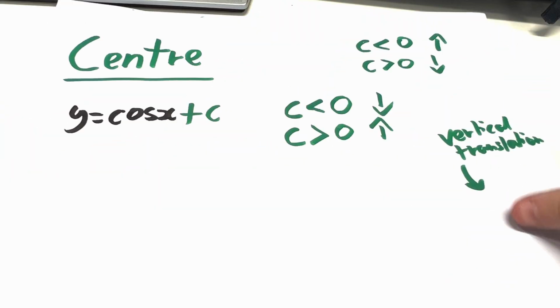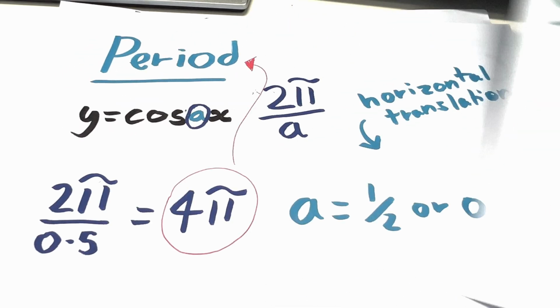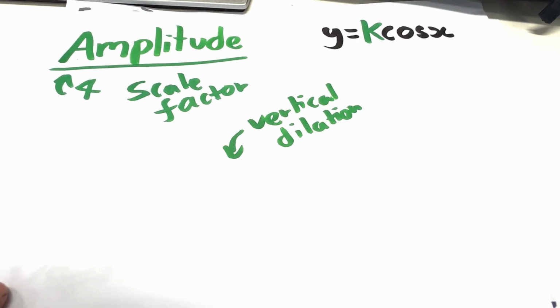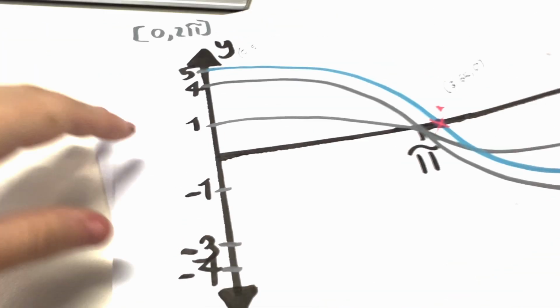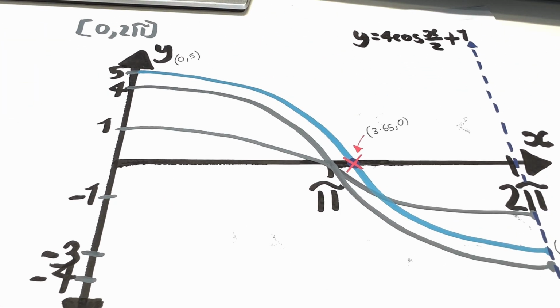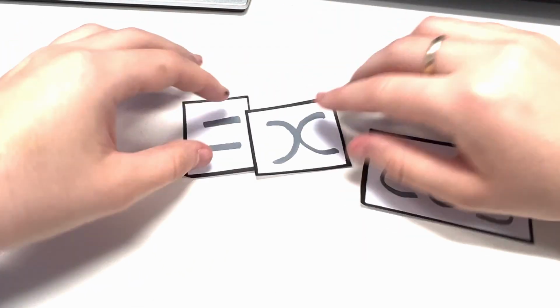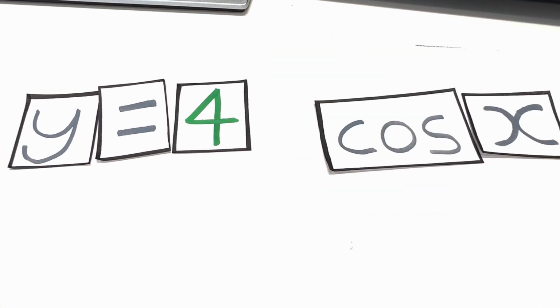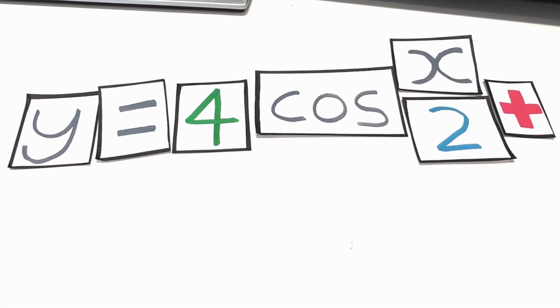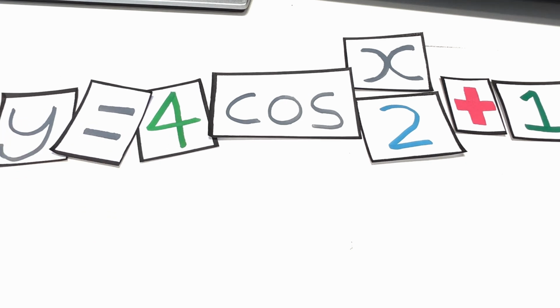Now we have accurately found the center, period, phase shift, amplitude, domain, range, and accurately sketched out the graph with all the intercepts labelled correctly. I hope you found this explanation helpful when transforming y equals cosine x to y equals 4 cosine x on 2 plus 1, both visually and mathematically.